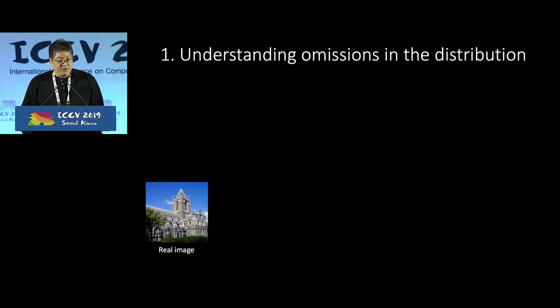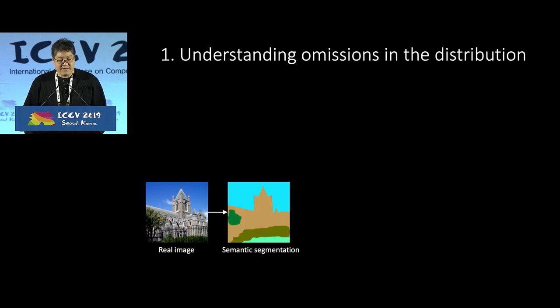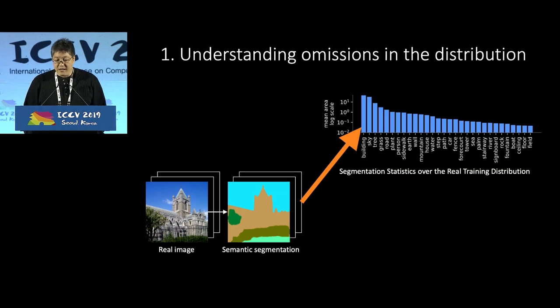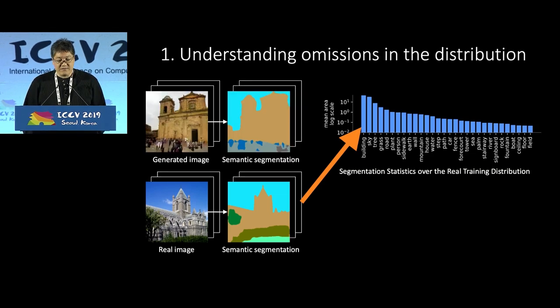To understand a distribution, what we do is this. We just take a real image and we segment it. We count up the pixels of trees and buildings and grass and sky, and we summarize this over the distribution. So I've drawn this as a histogram on a logarithmic scale here, which you can see shows us a catalog of what we expect to see in the training distribution.